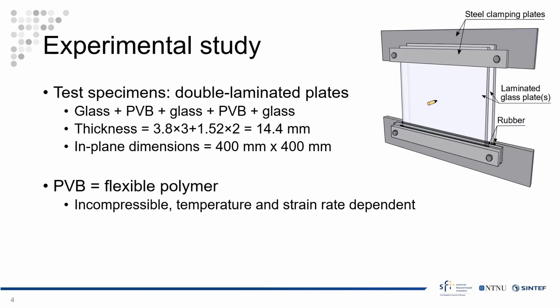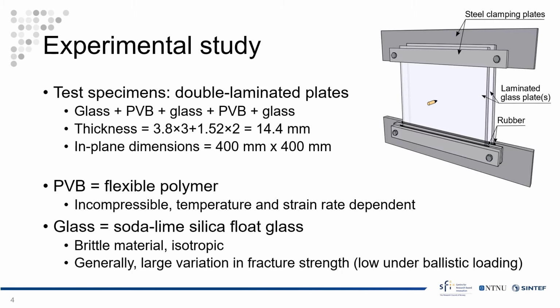PVB is a very flexible polymer. It's almost incompressible and it's very temperature and strain rate dependent. The glass that we used is called soda lime silica float glass, and it's the most common glass material used for windows. It's very brittle and has a linear elastic behavior until fracture, and it's also isotropic. In addition, the fracture strength of glass usually has a large variation, but we have seen that this variation is not very large under ballistic loading.